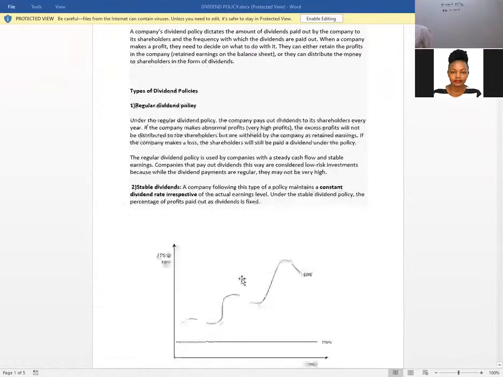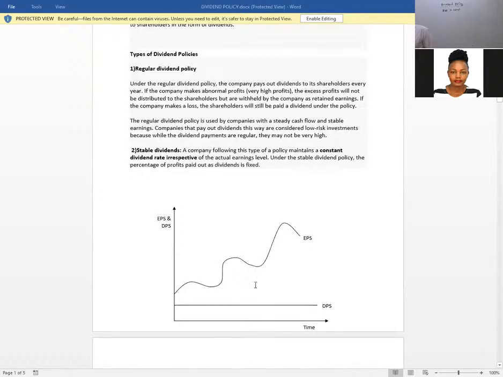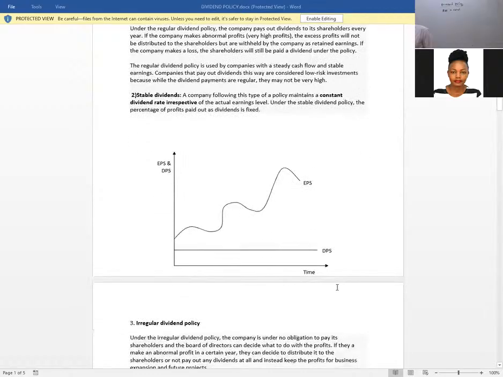So at the end of the day, ladies and gentlemen, look at the DPS. Under stable dividends, we are supposed to know that we have a constant dividend rate irrespective of the actual earnings level. Under the stable dividend policy, the percentage of profits paid out as dividends is fixed. Actually, this is not the proper graph for this. Allow me to explain this a little bit.